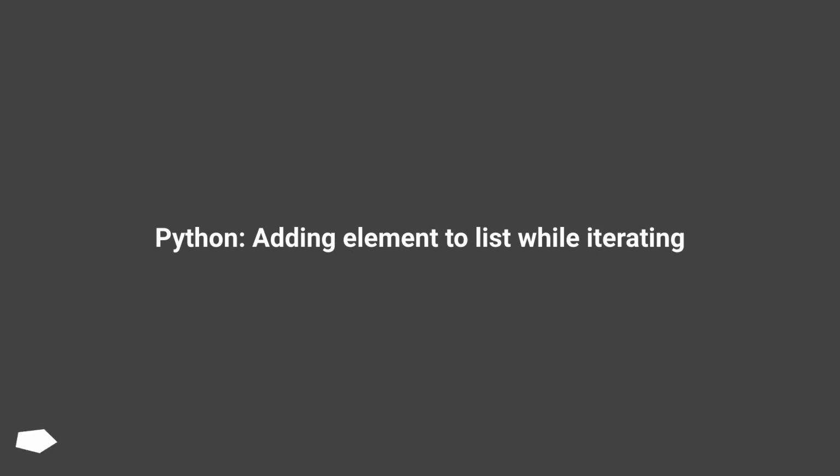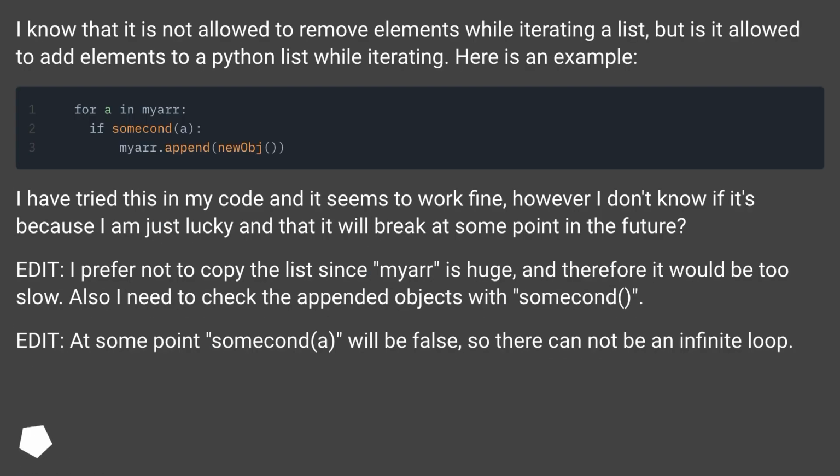Python, adding element to list while iterating. I know that it is not allowed to remove elements while iterating a list, but is it allowed to add elements to a Python list while iterating? Here is an example. I have tried this in my code and it seems to work fine.